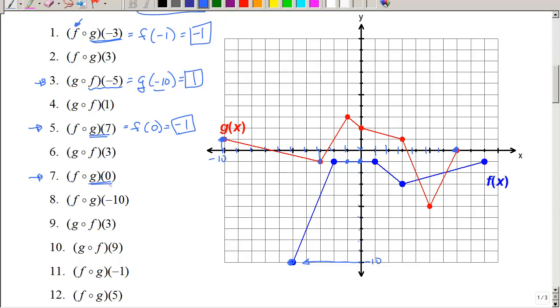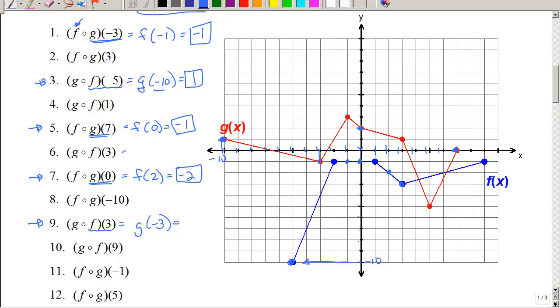How about this one? G of 0. Not f of 0, but g of 0 means I want to go up here. And what is that y value? It's 2. So now I want f of 2. Over 2, go down to the f function, and that looks like that is at negative 2. F of 3. Let's see, 1, 2, 3, the blue one, that seems to be negative 3.